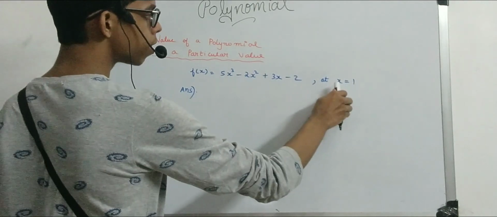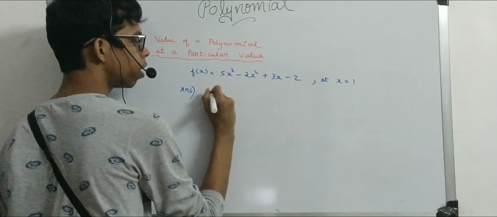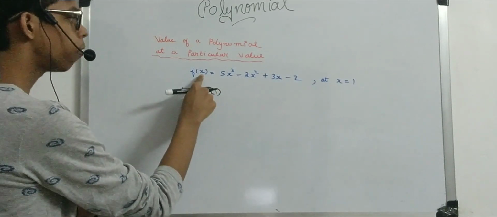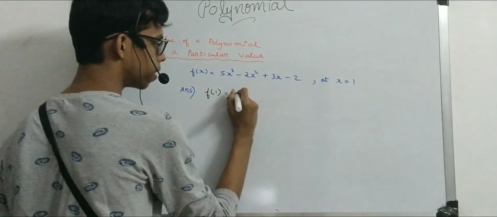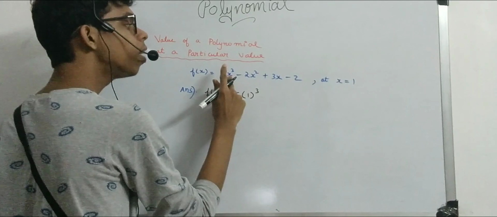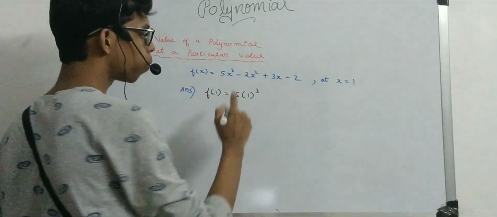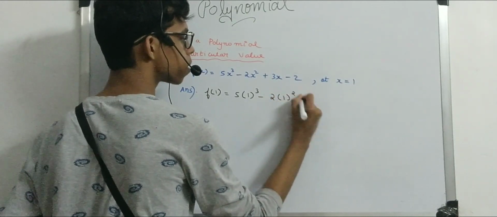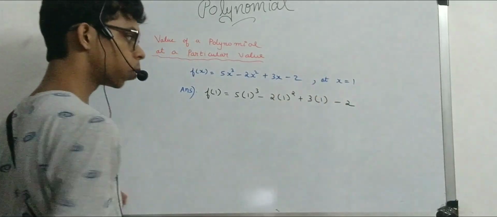Okay, so they have given us x is equal to 1, which means we have to find the value of f of 1. We have to find the value when x takes the value 1. So f of 1 means 5 into 1 cube. Wherever x is present we have to substitute it by 1. So 5 into 1 cube minus 2 into 1 square plus 3 into 1 minus 2.